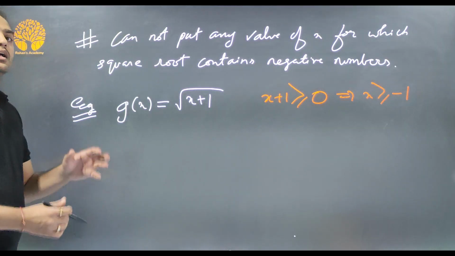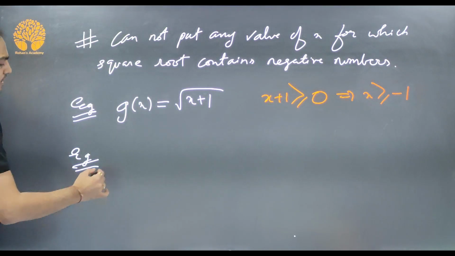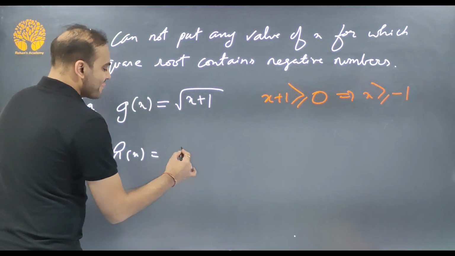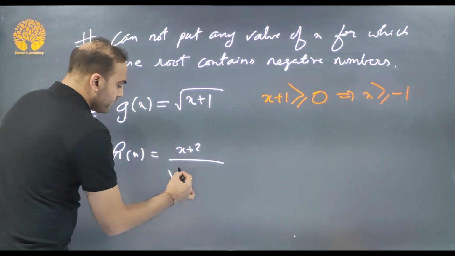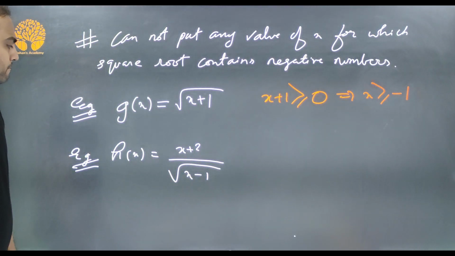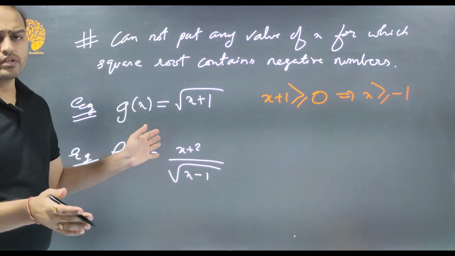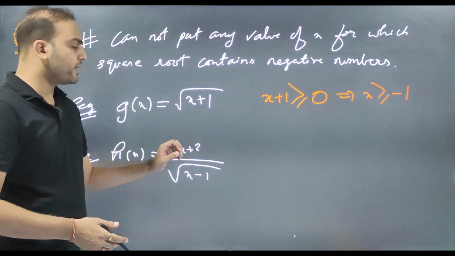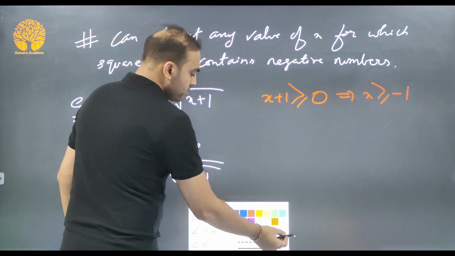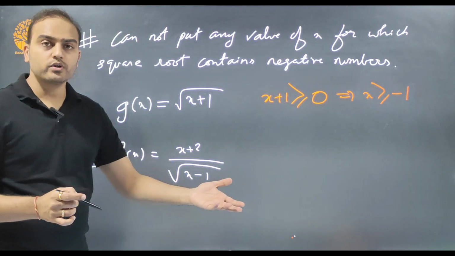Now if you understand this, let's do a mixture of both. Say for example we have h of x defined as x plus 2 divided by root of x minus 1, and we have to find the domain of x. Again, this numerator has nothing to do with the function. There are no conditions for the numerator. It can be anything, but we know the denominator cannot be 0 and the value in the square root has to be greater than or equal to 0.